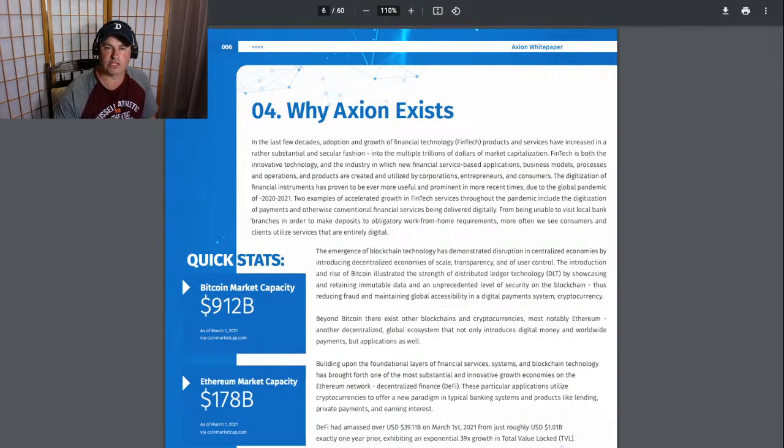The digitalization of financial instruments has proven to be ever more useful and prominent in more recent times due to the global pandemic of 2020-21. Two examples of accelerated growth in fintech services through the pandemic include the digitalization of payments and the otherwise conventional financial services being delivered digitally. So obviously banks have certificate deposits, and so Axion's offering a certificate deposit.